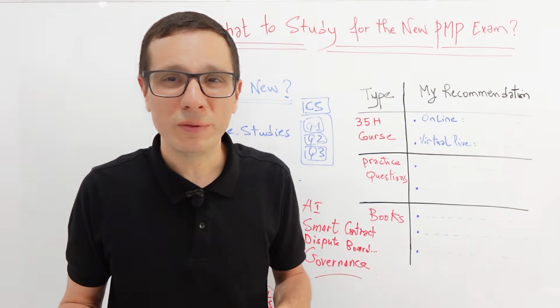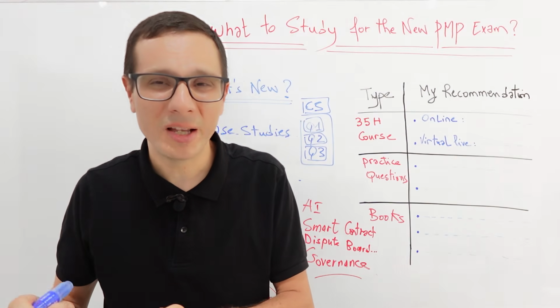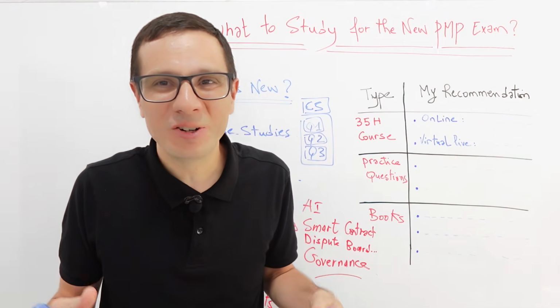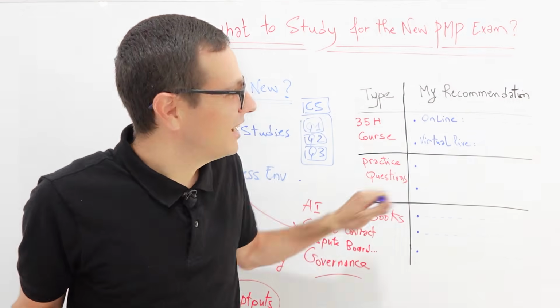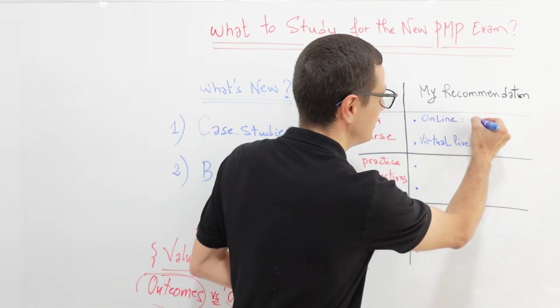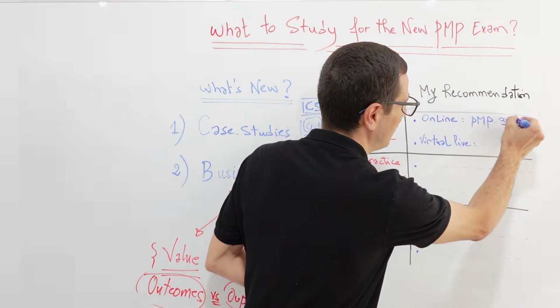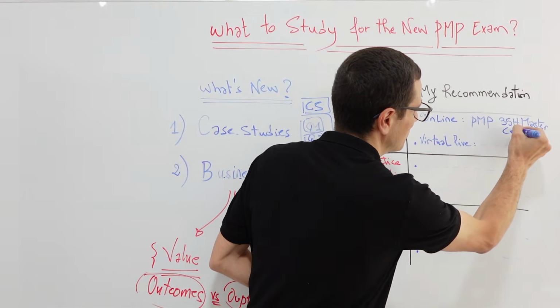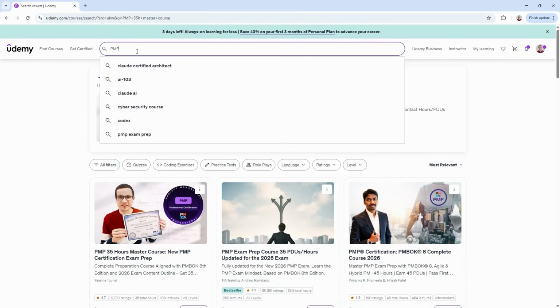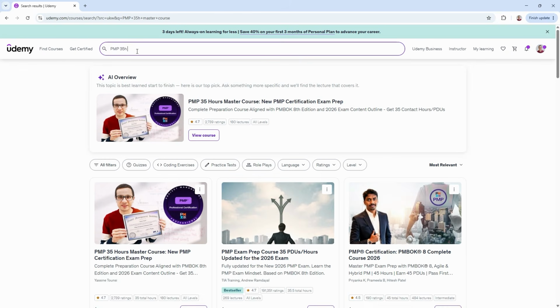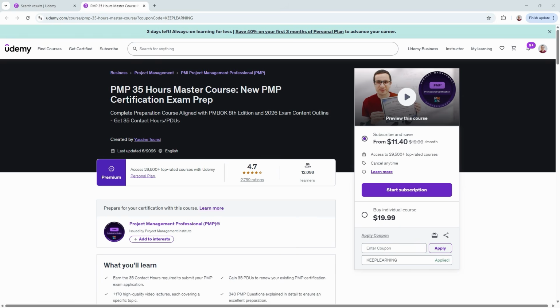For the course, if you prefer a cheap and reliable option, I would naturally recommend my course. That's obvious. And my course is named PMP 35 Hours Master Course. You go to Udemy and write in the search bar PMP 35 Hours Master Course, and you find my course right away. The good thing is that this course is updated for the new PMP exam content outline and is also aligned with the PMP 8th edition.